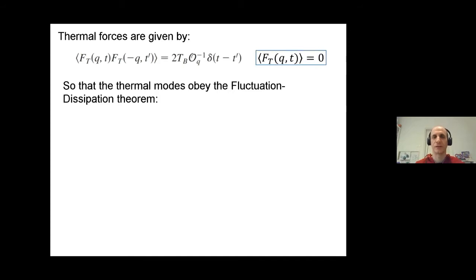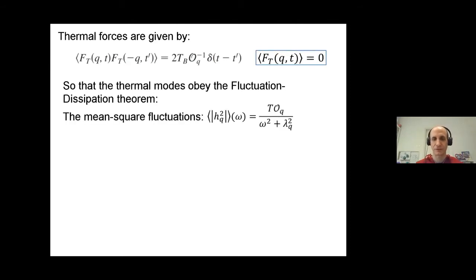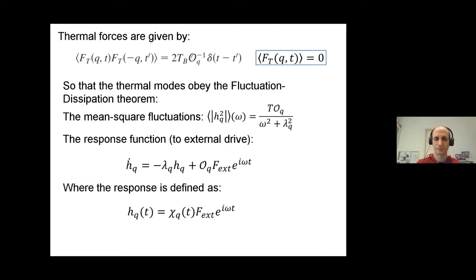This form of the thermal fluctuations obeys the fluctuation dissipation theorem, and we can convince ourselves of that. We can calculate the mean square fluctuations from the equation of motion. That's very straightforward, and it turns out to be this form for the thermal fluctuations. Don't forget that lambda q is the frequencies, the natural frequencies of the membrane at a wave vector q.